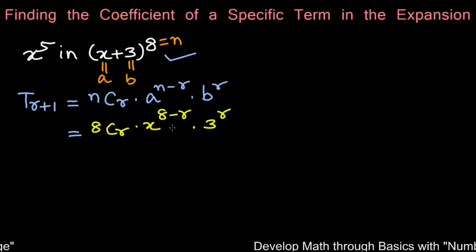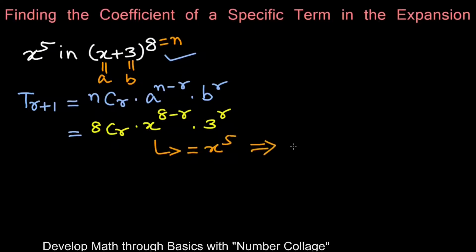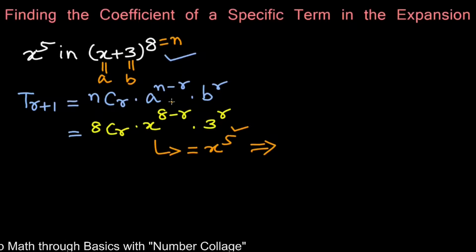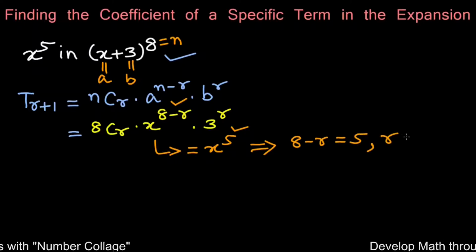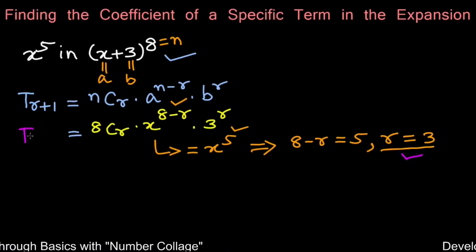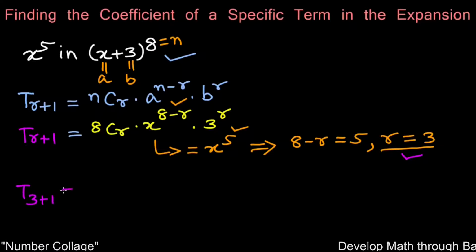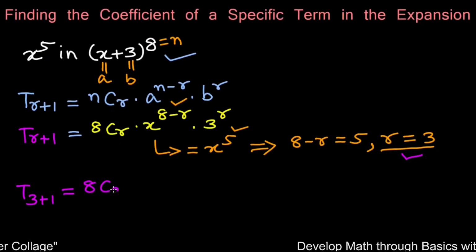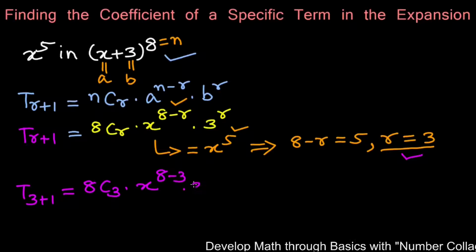Here this x raised to 8 minus r equals x raised to 5. Equating the indices 5 and 8 minus r, we write 8 minus r equals 5. That will be r equals 8 minus 5, that is 3. Now we will put r equals 3 in this t r plus 1. So that will be t 3 plus 1 equals 8 c 3 into x raised to 8 minus 3 into 3 cube.